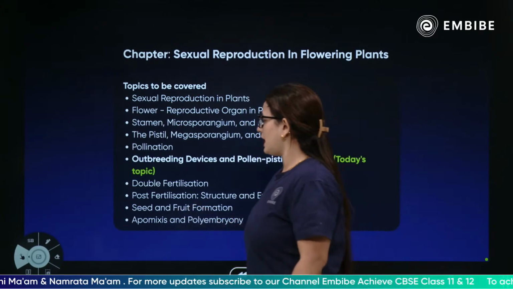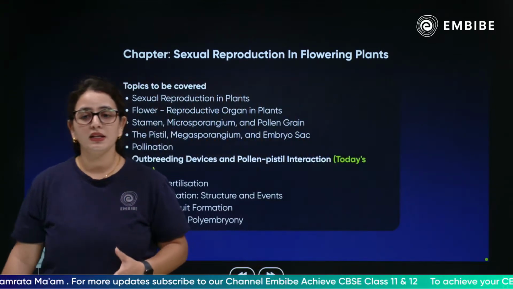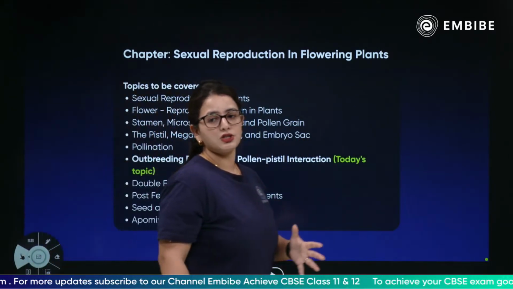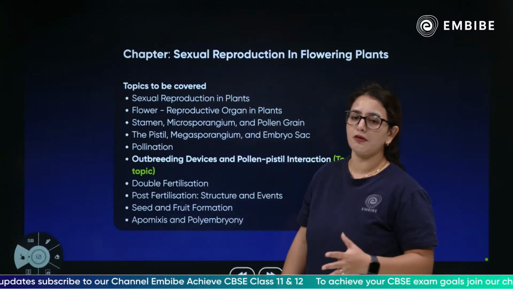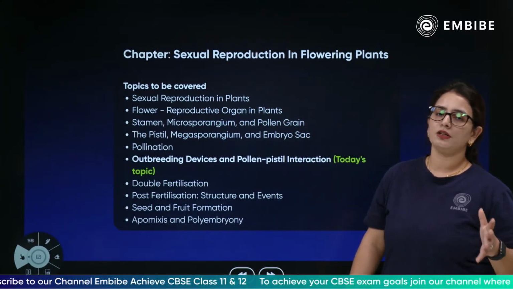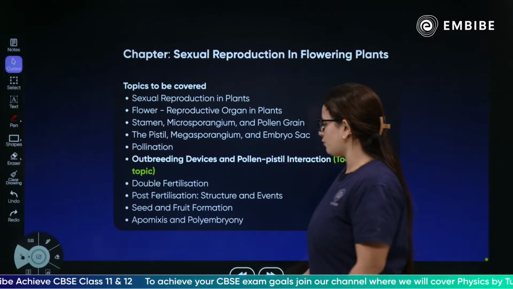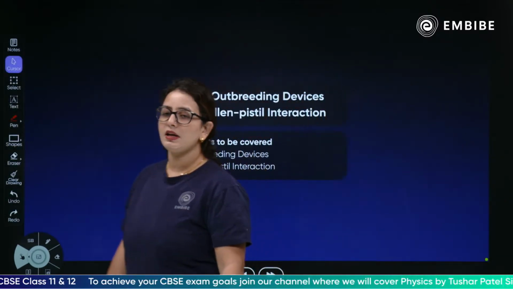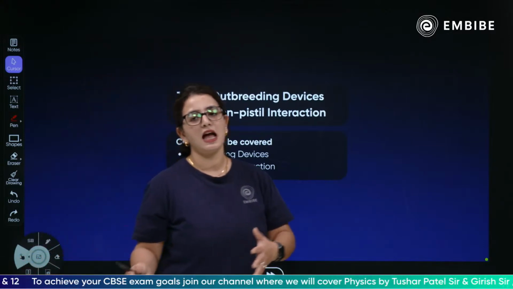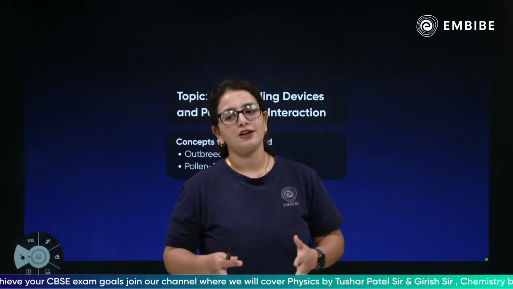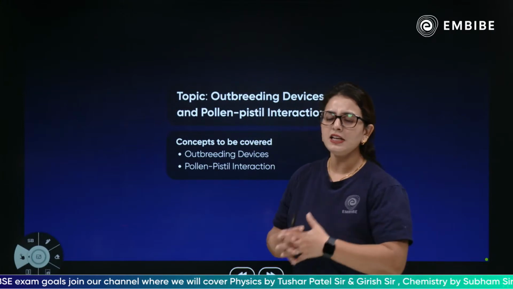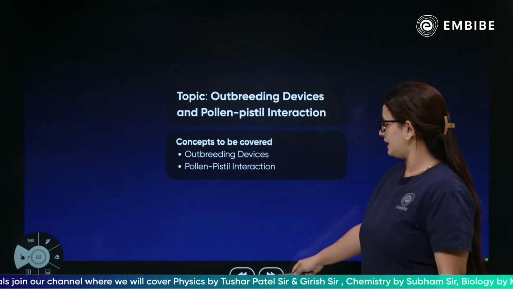Then we have post-fertilization structures and events, and fruit formation. We see how the seed and fruit are formed, and we are going to discuss apomixis and polyembryony also. Let's see what we have to cover in today's topic. Today is all about the outbreeding devices and the pollen-pistil interaction. Yes, so let's discuss what the outbreeding devices are.